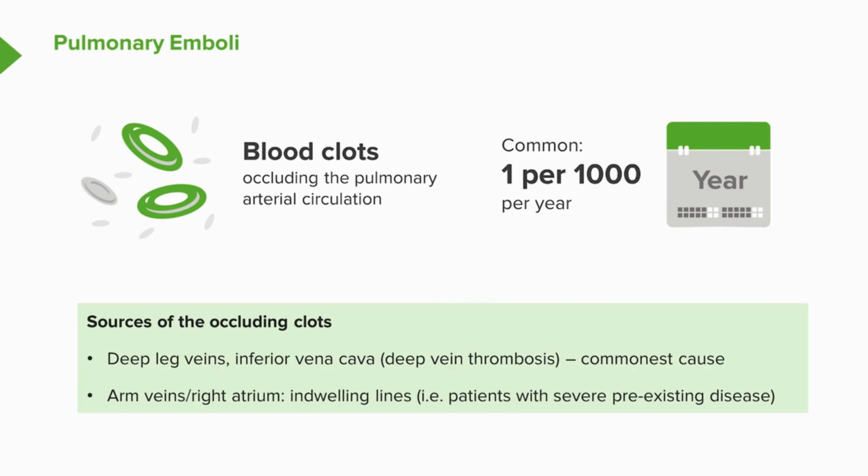You can also get clots moving from the arm veins and the right atrium itself, but those are usually associated with indwelling lines. So the patient will have had a long-term catheter in for intravenous antibiotics if they have cystic fibrosis, for example, or perhaps they've got a pacing wire or something similar, which allows a clot to form in a place where normally they do not form.